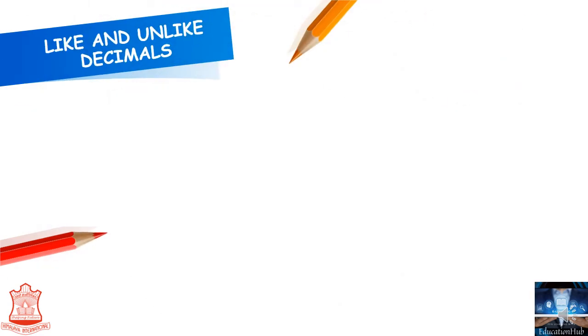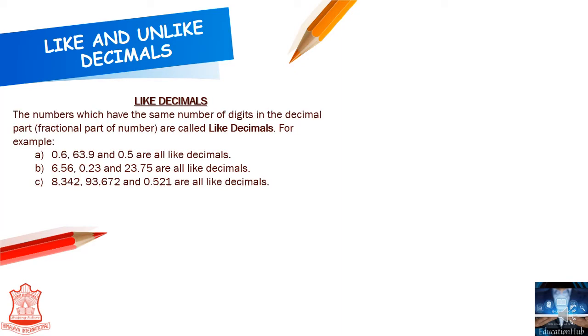Then comes the concept of like and unlike decimals. Like we did in like and unlike fractions, let's see what is the concept of like and unlike decimals. Like decimals are the numbers which have the same number of digits in the decimal part or the fractional part of the number. For example, let's see 0.6, 63.9, 0.5, these are all like decimals. Why? Because after the decimal we have just one digit. So these are like decimals.